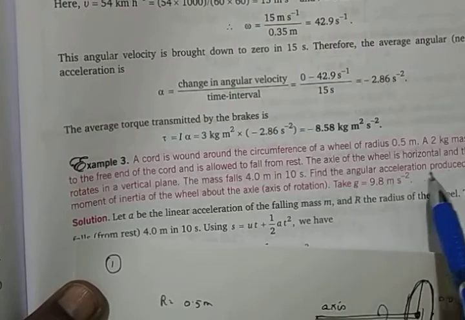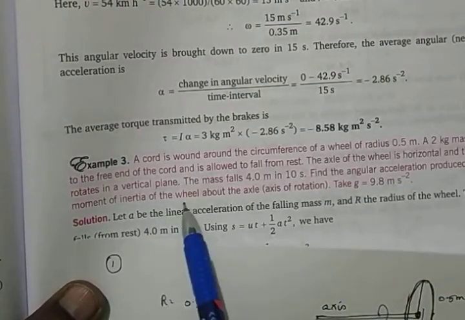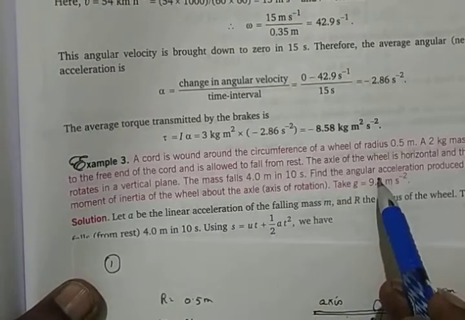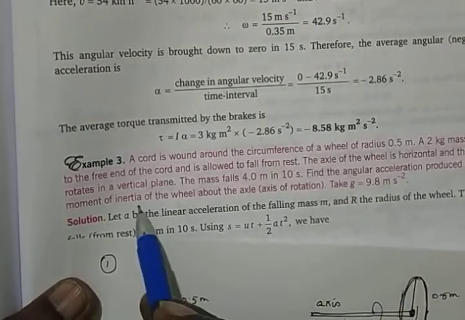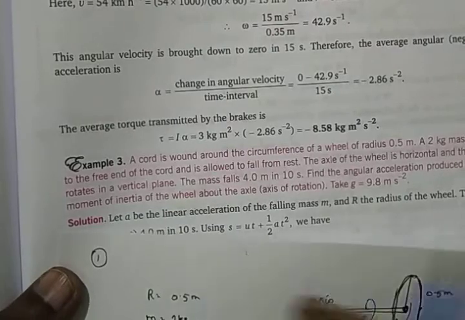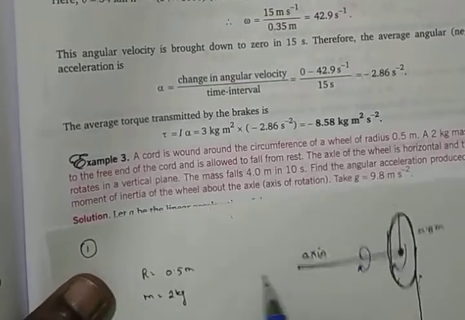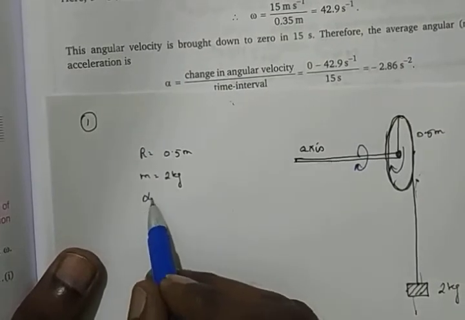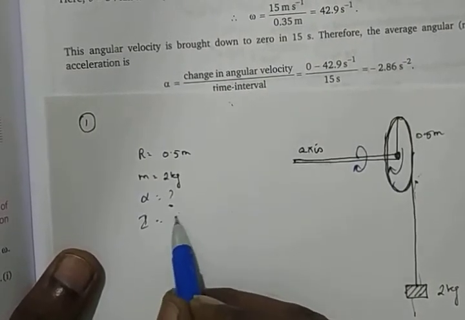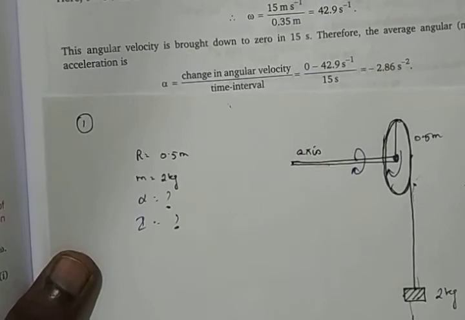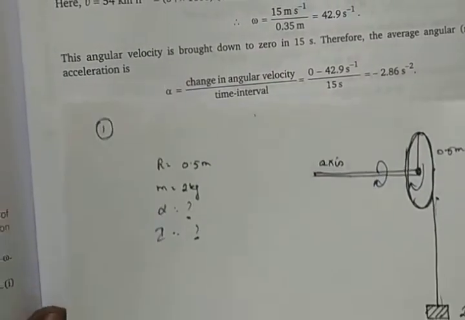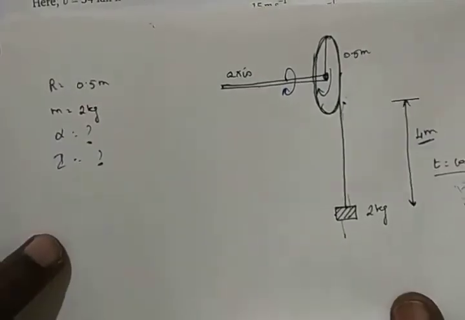Find the angular acceleration produced and the moment of inertia of the wheel. So you're supposed to find alpha, the angular acceleration, and moment of inertia I. So there are two things asked. I've written the radius of the wheel and the mass. Alpha is equal to question mark, moment of inertia is equal to question mark. It's a pretty interesting question. We need to see very carefully how it goes.